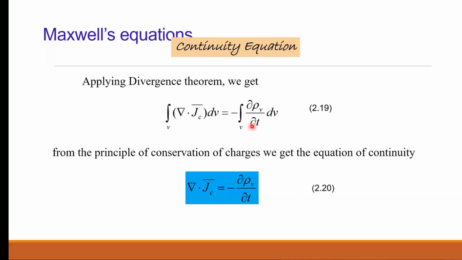What we get is del dot Jc bar is equal to minus dou rho v by dou t, and this equation is known as the continuity equation of the current, derived from the principle of conservation of charges. Divergence of current density is equal to the negative rate of change of charge density with respect to time.